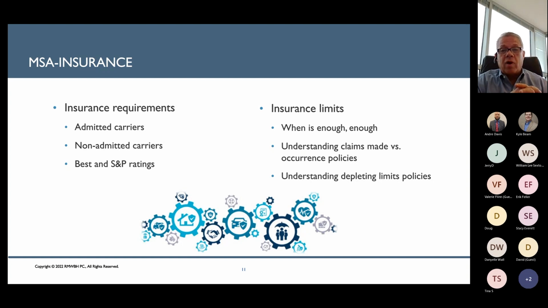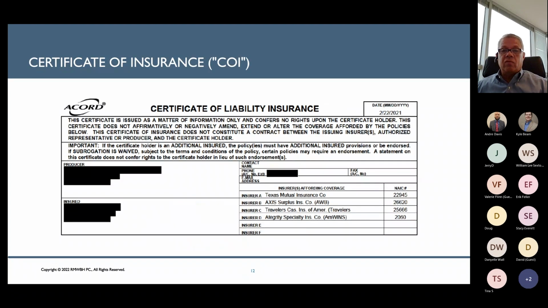Claims made versus occurrence policies will dictate what insurance company covers you. Is it when the claim is made, the insurance in place then, or is it when the incident happens? So you have to understand depleting policy limits too. And I mentioned before the certificate of insurance, and this is going to help explain some of that. This is typically what a certificate of liability insurance looks like. This is just the top portion of that document. We're going to go through the body of this document too.